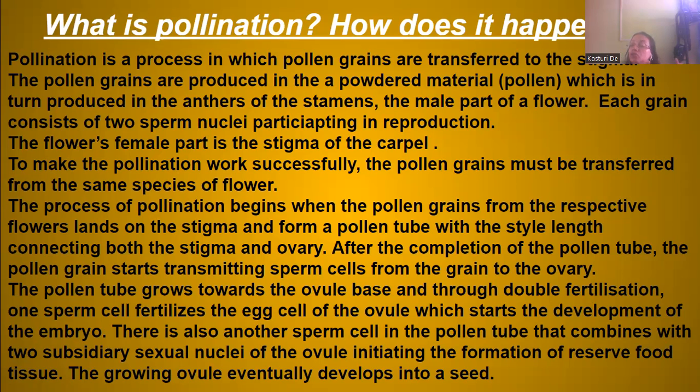So how many fertilizations are there? Double fertilization: one with the egg cell, another with the two subsidiary sexual nuclei. As there are two nuclei in the subsidiary nuclei, one sperm cell combines with them, and one egg cell combines with the other male nucleus. So there will be double fertilization and there will be triple fusion.